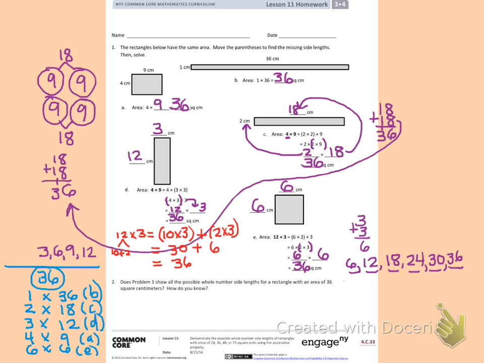So does problem 1 show all the possible whole number side lengths for a rectangle with an area of 36 square centimeters? Yes.